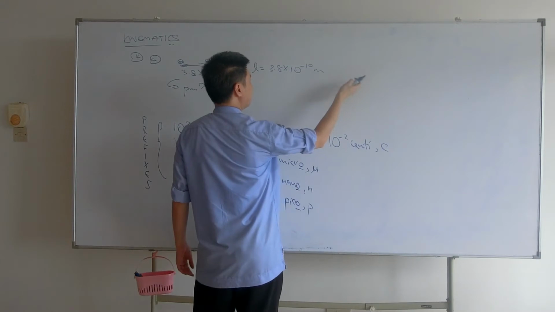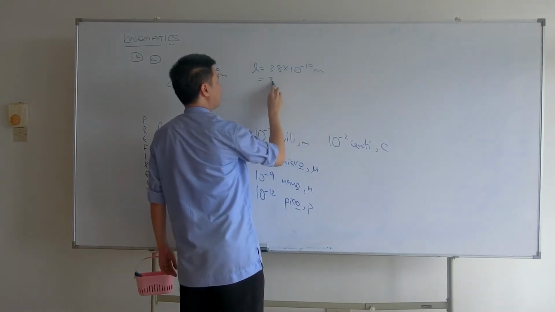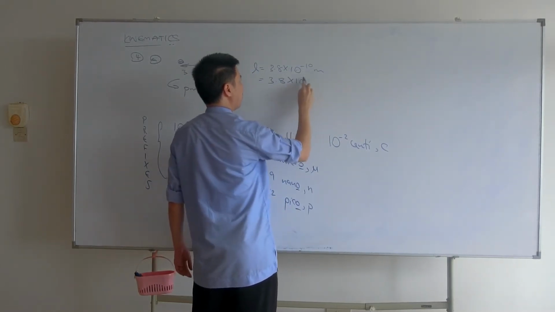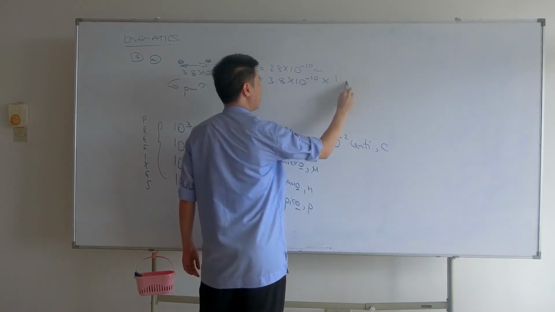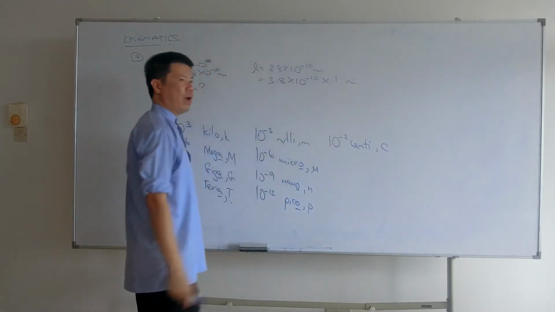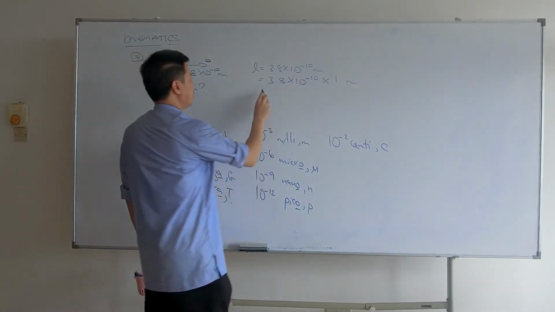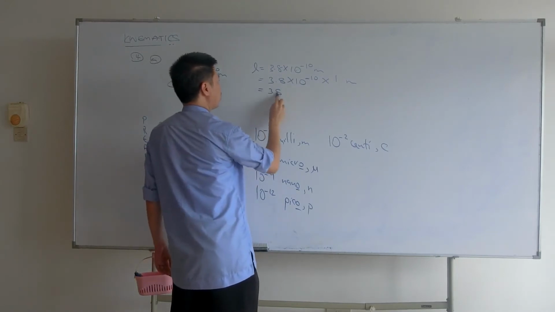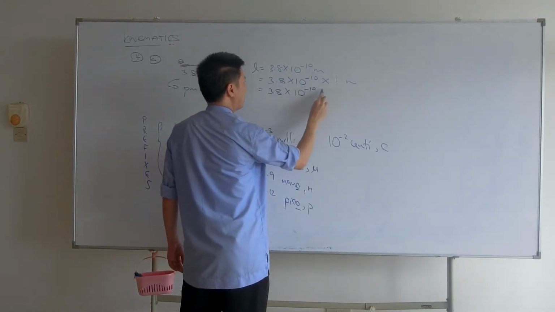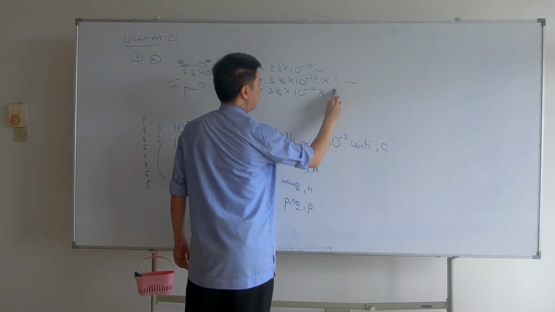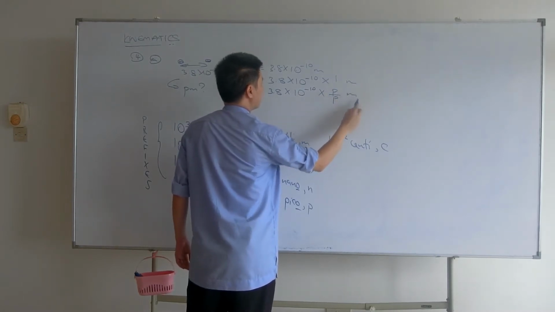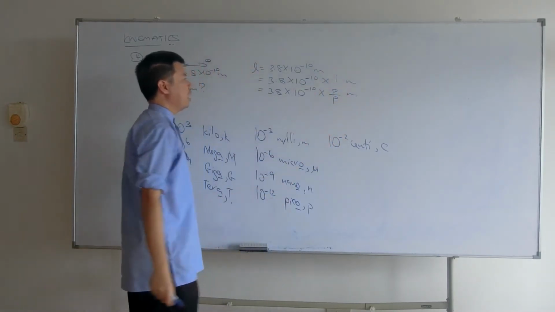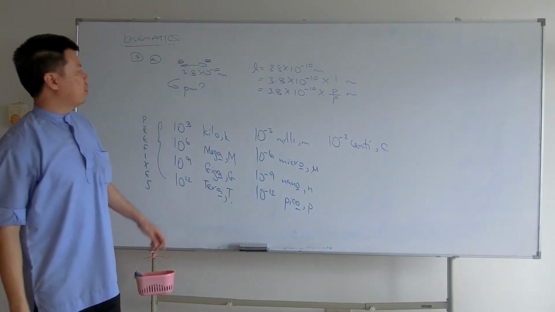There is a number that is here. I'm going to rewrite this: 3.8 times 10 to the minus 10 times 1 meter. Mathematically, both correct. Next, I'm going to insert pico in: 3.8 times 10 to the minus 10 times pico over pico meters. Mathematically correct. We want to keep which pico, the top or the bottom?